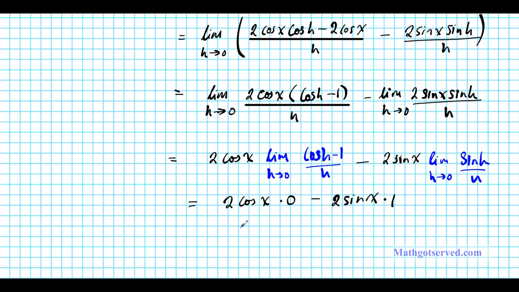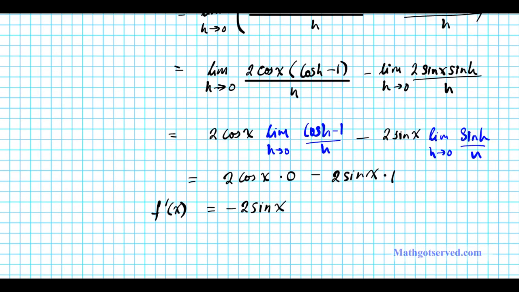So 0 times 2 cosine x is 0. So we're going to have the limit, which is f prime of x, equal to negative 2 sine x. Okay? All right, we're done with step 1.